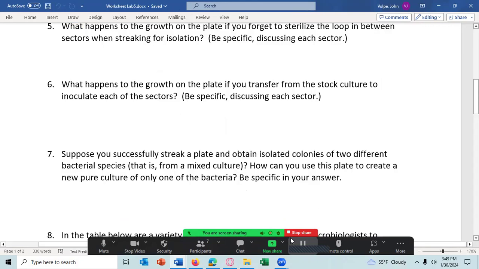Question 7. Suppose you successfully streak a plate and obtain isolated colonies of 2 different bacterial species. That is, you began initially with a mixed culture, but then you got isolated colonies of which at least some of them appear to be only one culture. How can you use this plate to create a new pure culture of one of the bacteria? Once again, be specific in your answer.